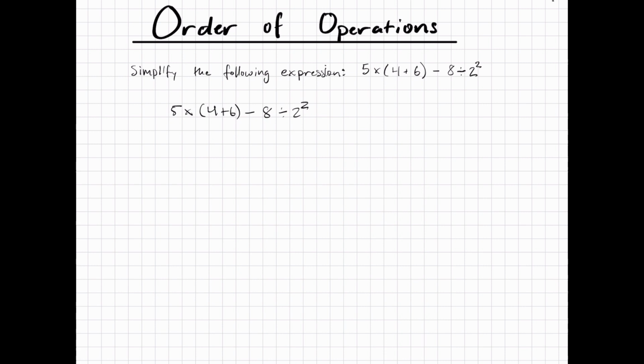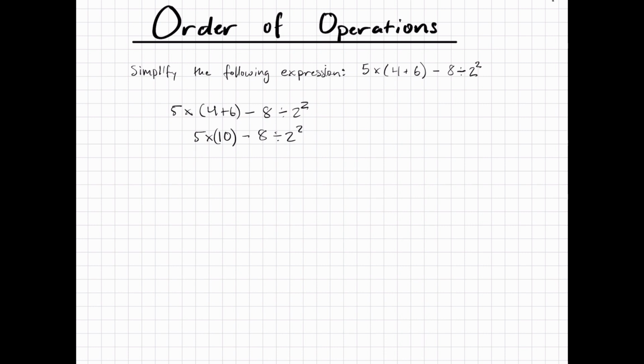Well, PEMDAS says P, parentheses. Let's evaluate the stuff inside the parentheses first. 4 plus 6. What is 4 plus 6? 4 plus 6 is 10. So we're left with 5 times 10 minus 8 divided by 2 squared. Okay, we've done the parentheses.